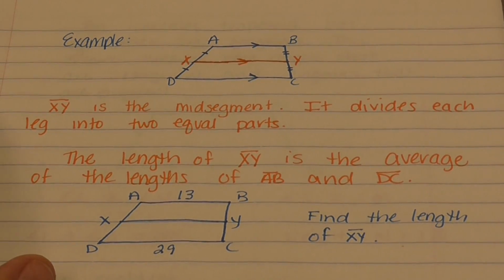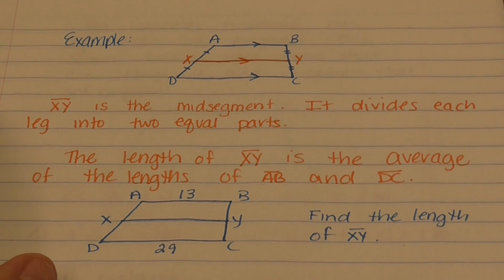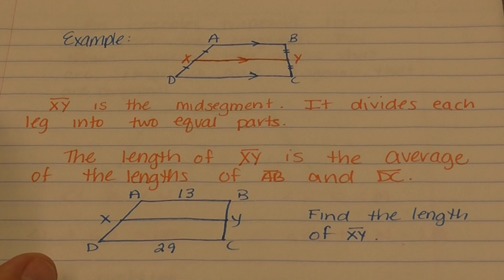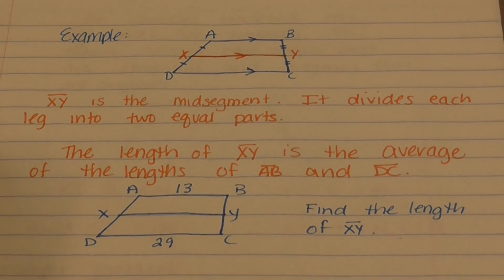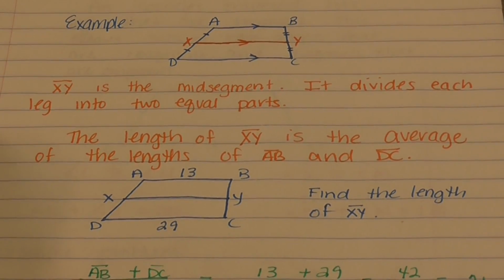So XY is the midsegment. It is parallel to line AB and line DC, and it divides each leg into two equal parts. So AX is congruent to XD, and BY is congruent to YC. So the length of XY is the average of the lengths of AB and DC.